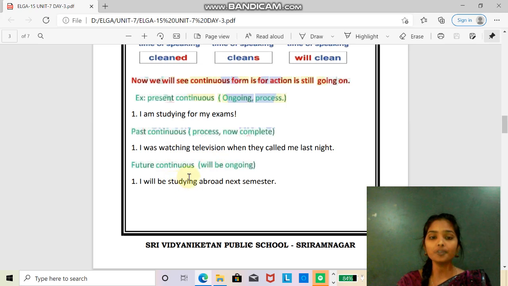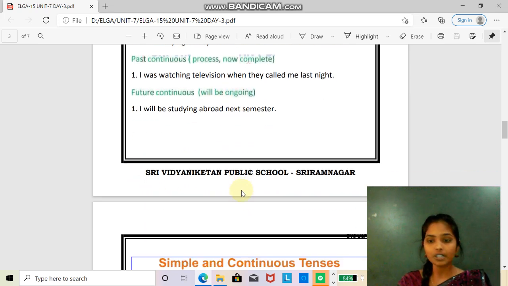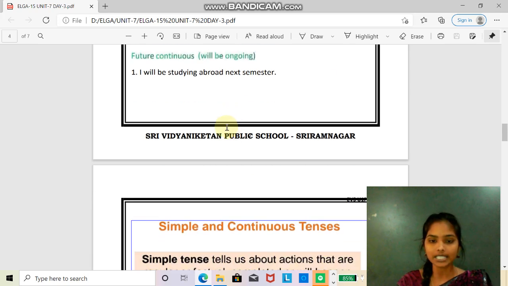When it comes to the future continuous, it will be an ongoing process. It is not an ending process, it will be an ongoing process. Still it's not yet started, but in the future it will be an ongoing process. I will be studying abroad next semester. It is fixed, I'm going to study abroad. So it will be a long, ongoing process, and that is why I should use: I will be studying abroad next semester.